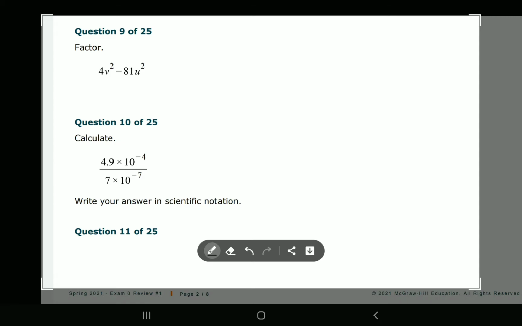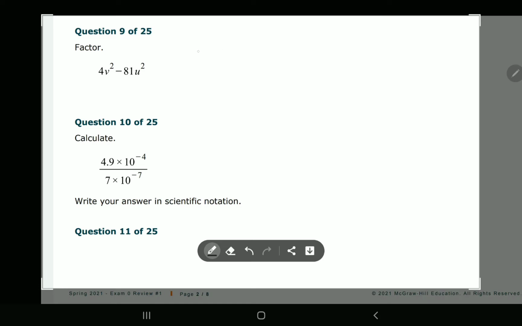The reason why I know it's the difference of perfect squares is because 4v squared is a perfect square. 4 is a perfect square. V squared is a perfect square, hence the exponent of 2. 81 is a perfect square. U squared is a perfect square. And we have subtraction between those two terms. Therefore, I know that this is the difference of two squares.